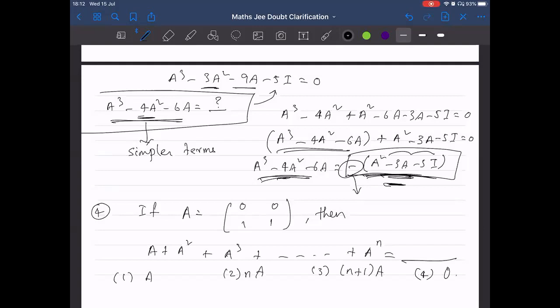Here one trick is there. Assume some n value as 2 or 3. Don't assume 1 or 0. You will be getting 2 or more options satisfying. But if you take n value as 2 or 3, I think you will come up with only one option.